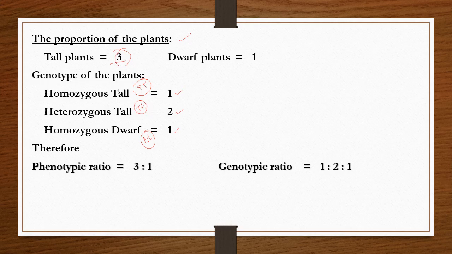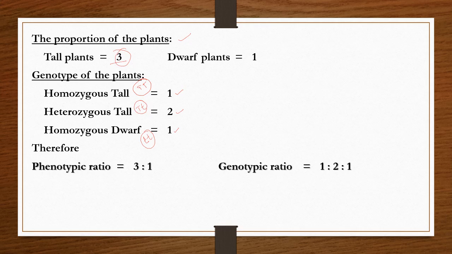So genotype we cannot see with our naked eyes. Phenotypic character is nothing but the character which is observed with our naked eye. So tallness is an external feature, a phenotype. Based on phenotype, tall plants are 3 and dwarf plant is 1. That is the phenotypic ratio, 3:1.